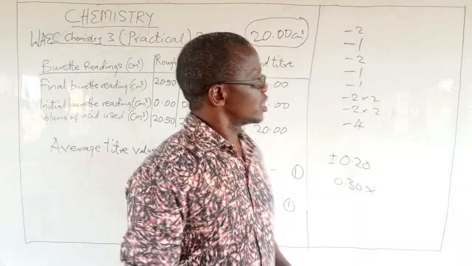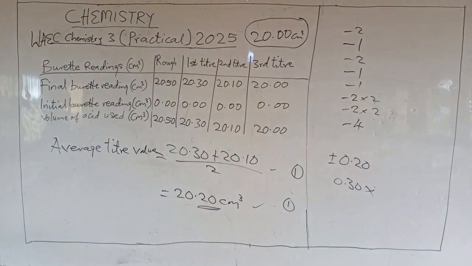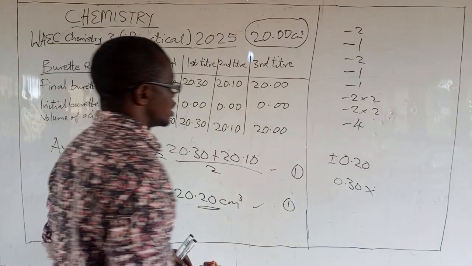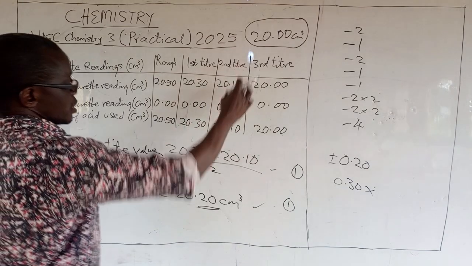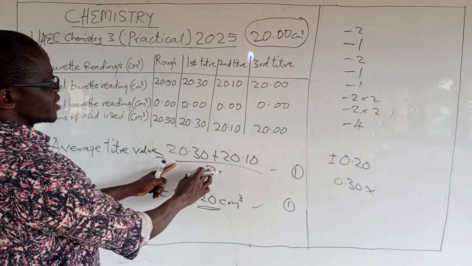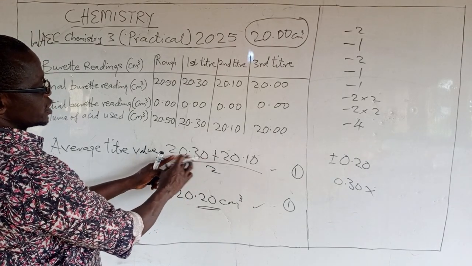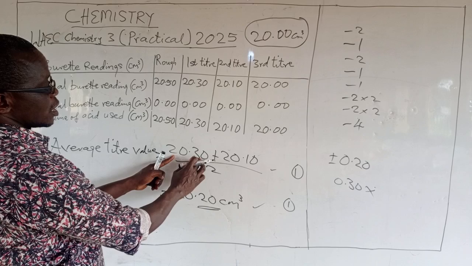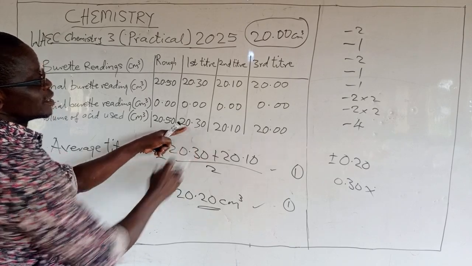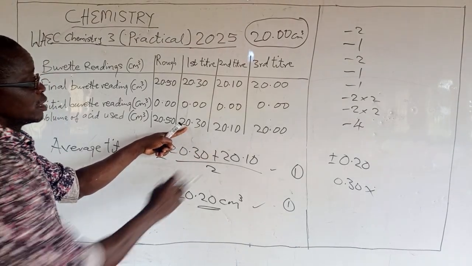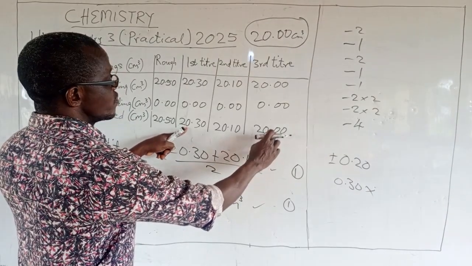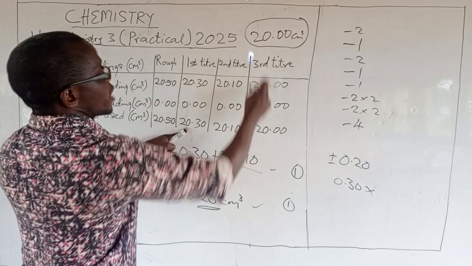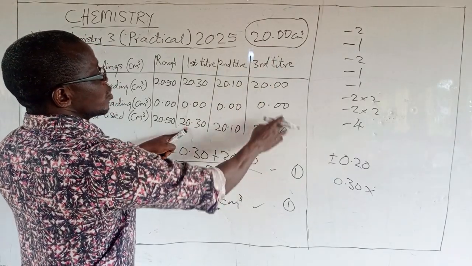Now, what will happen in this situation is that the examiner will now say, okay, which set is this person using? 20.3. This is the one he will mark. This is the one he will mark. He will not mark this one. Even when this one is the most correct one, he will not mark.